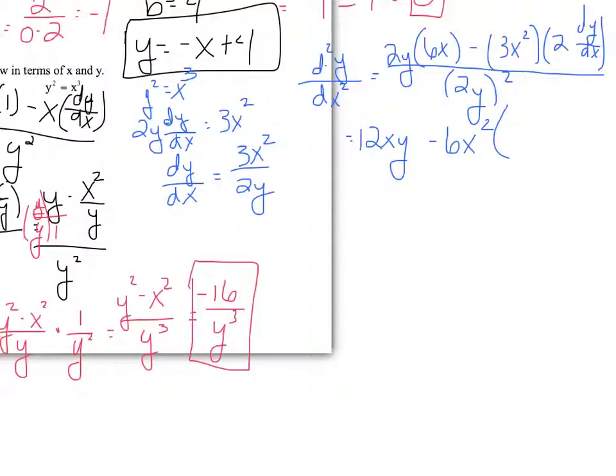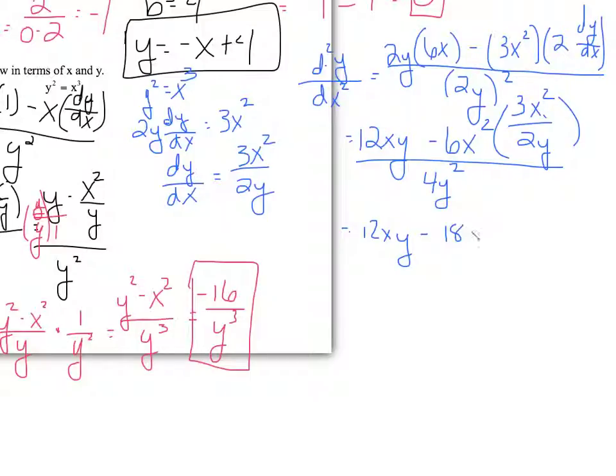And again, instead of having that dy dx there, I'm going to put in what it's really equal to, 3x squared over 2y. Now that's an easy denominator to square out, so I'm going to ask you to do that, and that's just a 4y squared. So in the numerator so far, we have 12xy minus, and if I distribute that 6x squared in there, it's going to be 18x to the 4th over 2y divided by 4y squared.